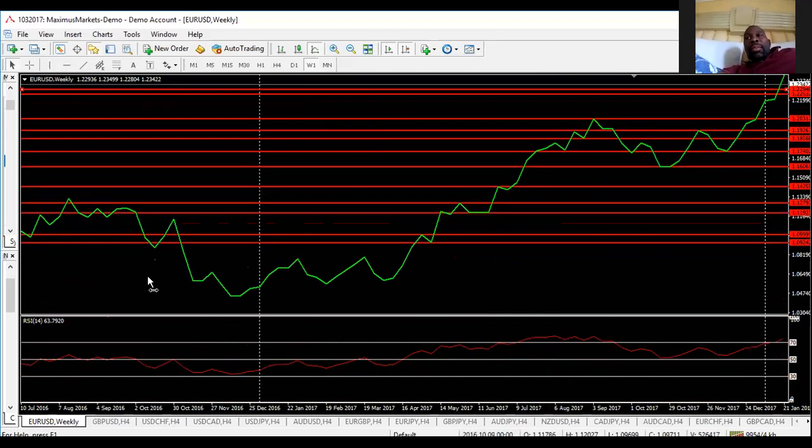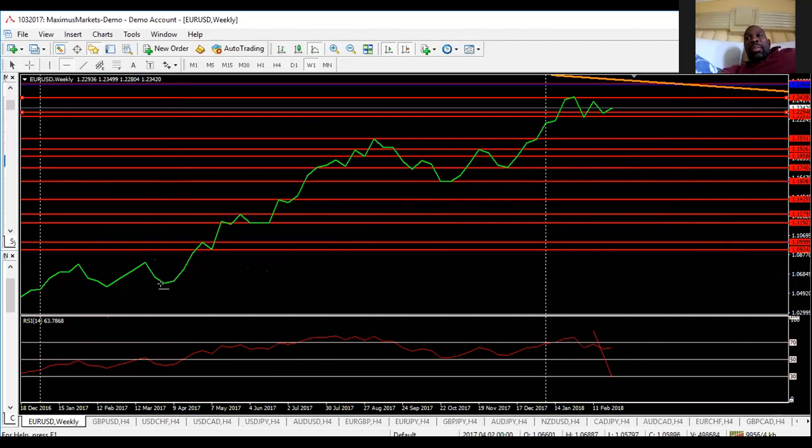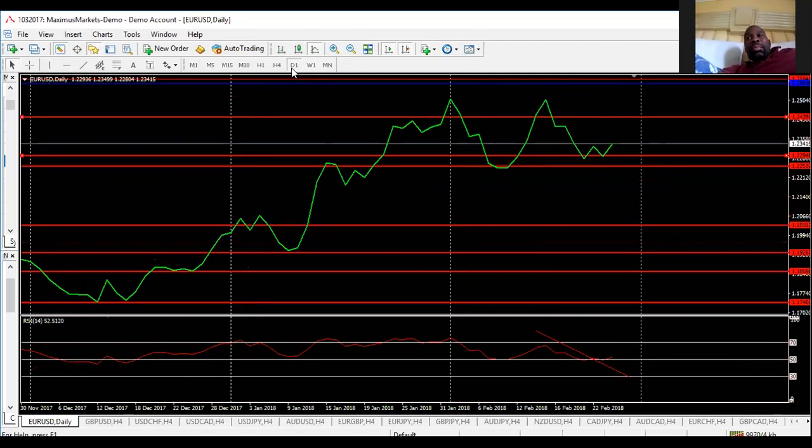Euro USD has not really gone to this height for a very long time. I'll pick again. I'll put on this edge. I'll pick again. Put on this edge. Okay. I believe everybody understood this. I'll now switch to daily time frame.